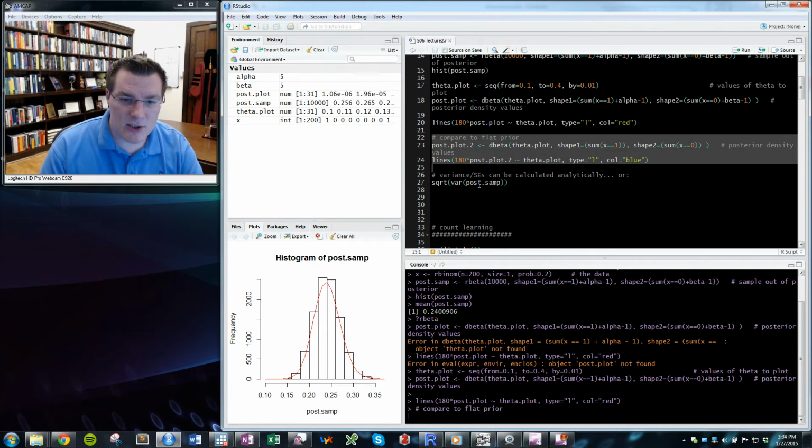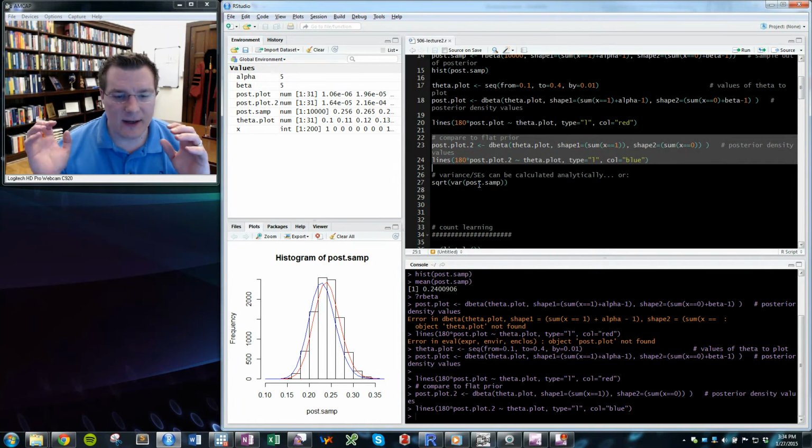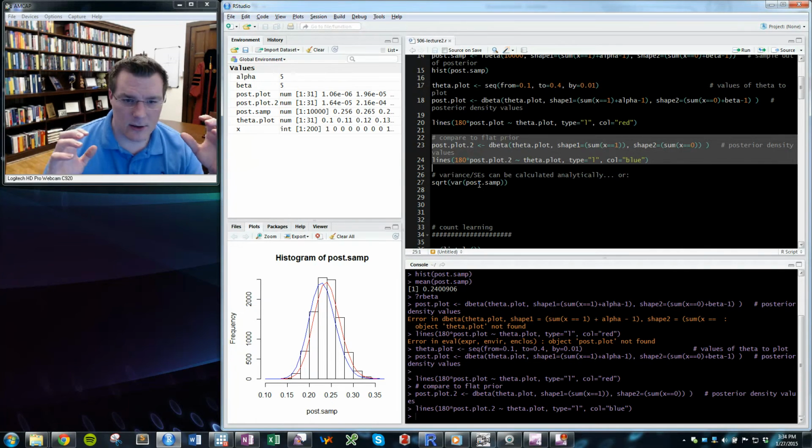So if I do that in blue, you'll see that it tends to be shifted closer to the true value of 0.2 that we drew the data from. Now you might be thinking, well, wait a minute. If you're getting closer to the truth without the prior, why are we calculating a prior? Or why are we including a prior?